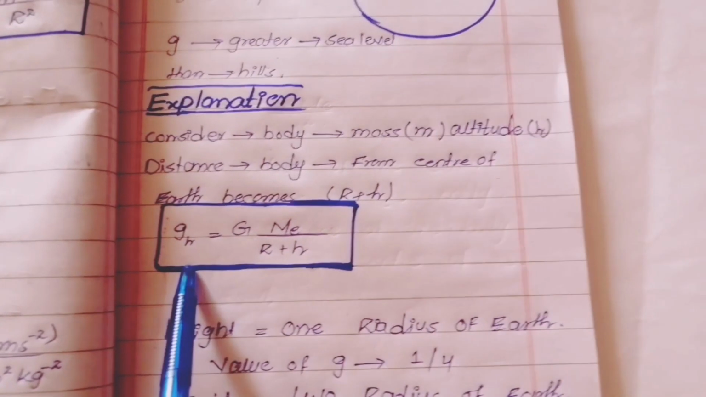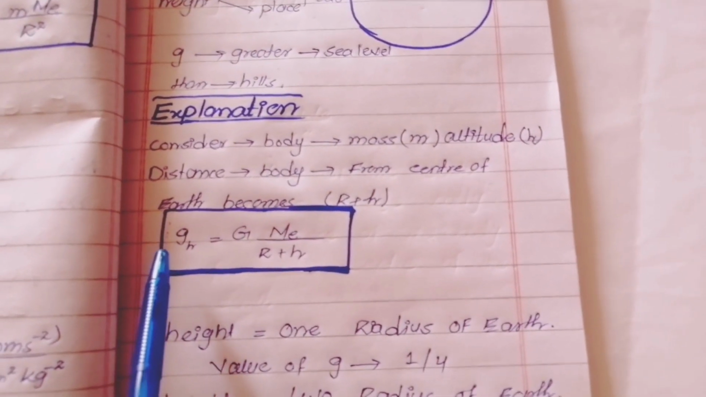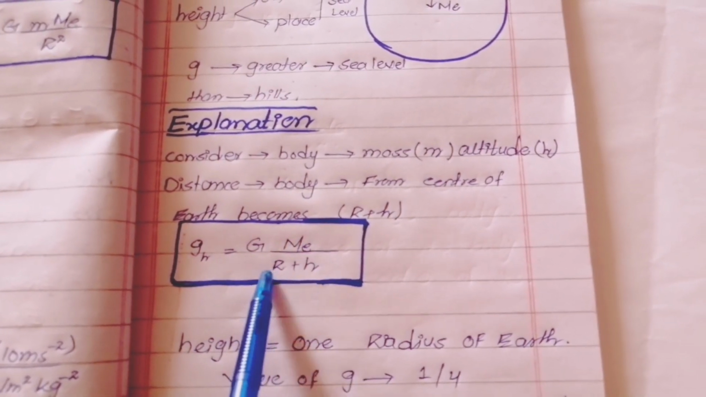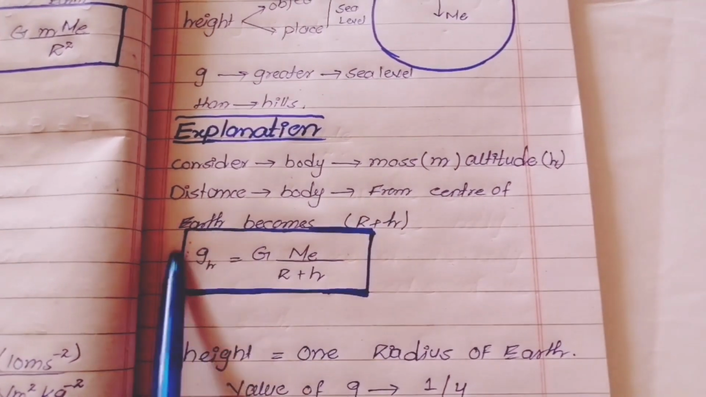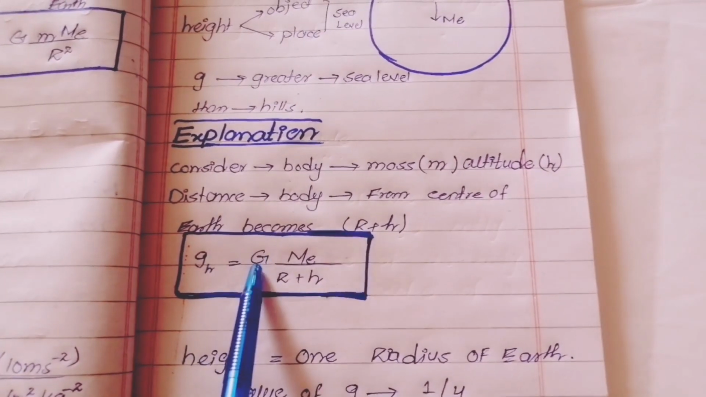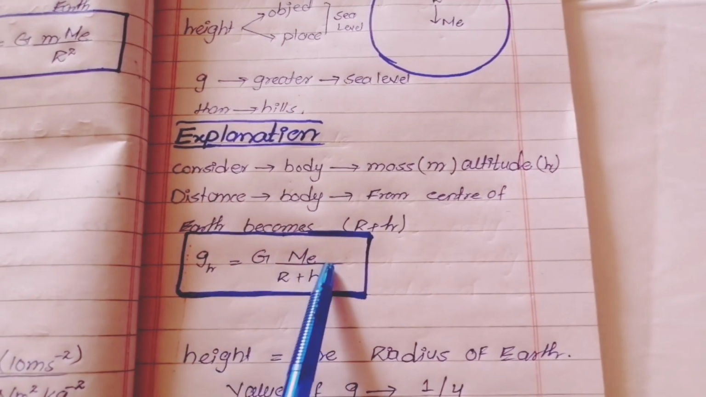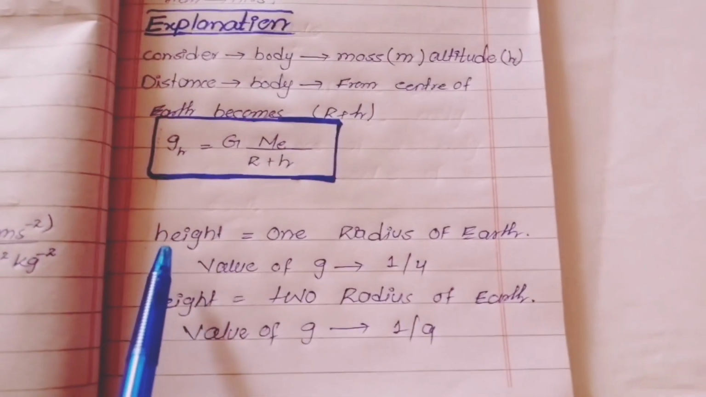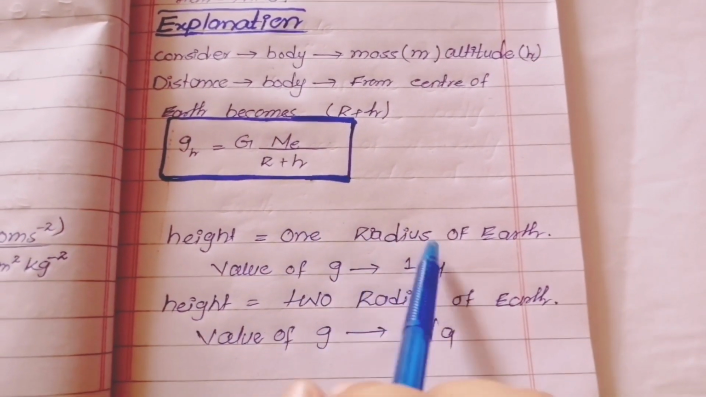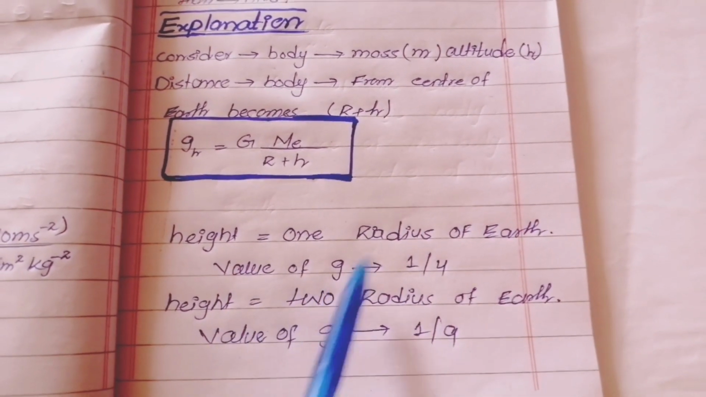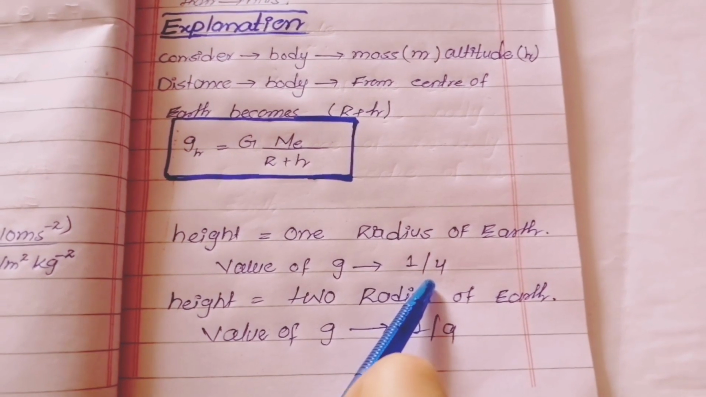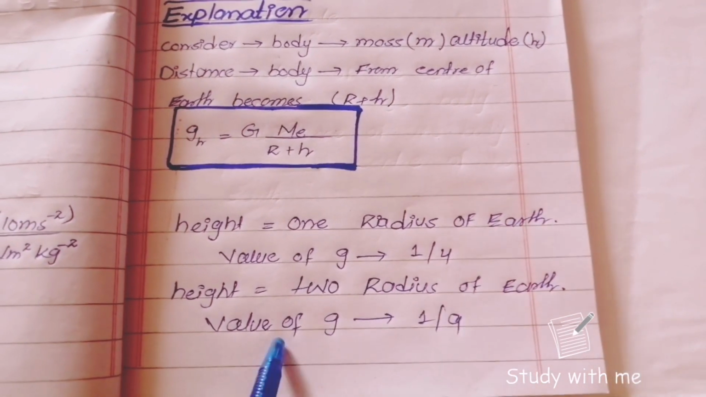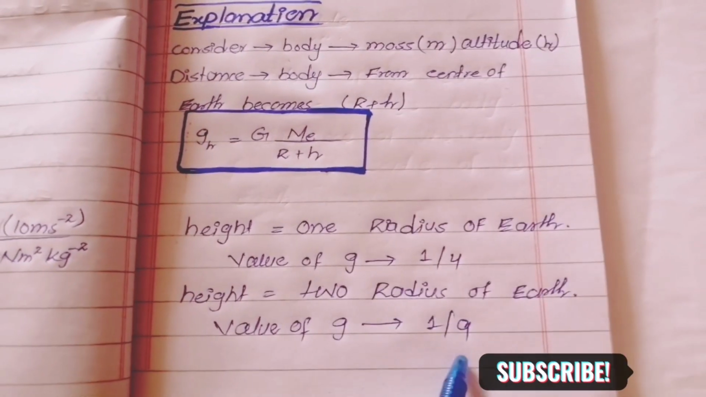So the value of g at altitude we can find with the help of the formula gh equals capital G ME over (R plus h) square. This is the gravitational constant, the mass of the Earth, and the radius of the Earth plus height. So if the height is equal to 1 radius of the Earth, the value of g becomes 1/4 of its value on the Earth. And if the height is equal to 2 radii of the Earth, the value of g becomes 1/9 of its value on Earth.